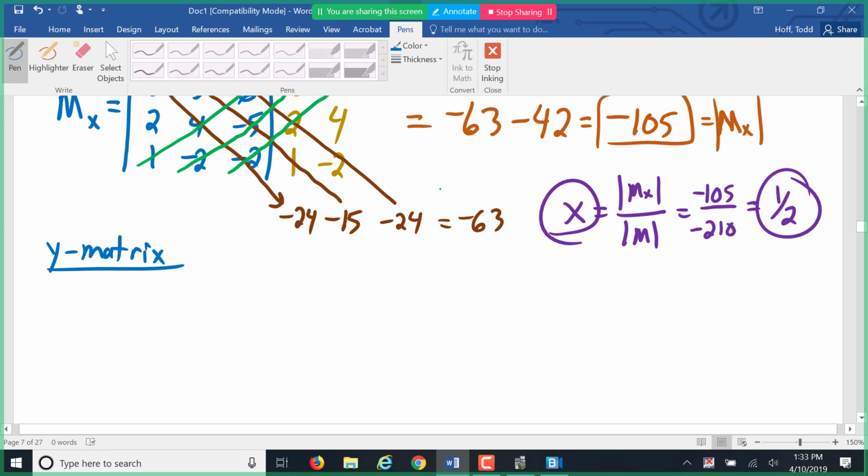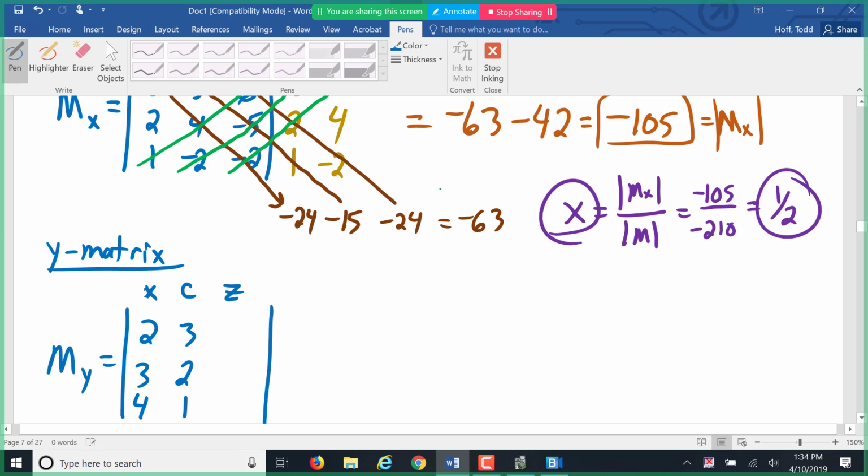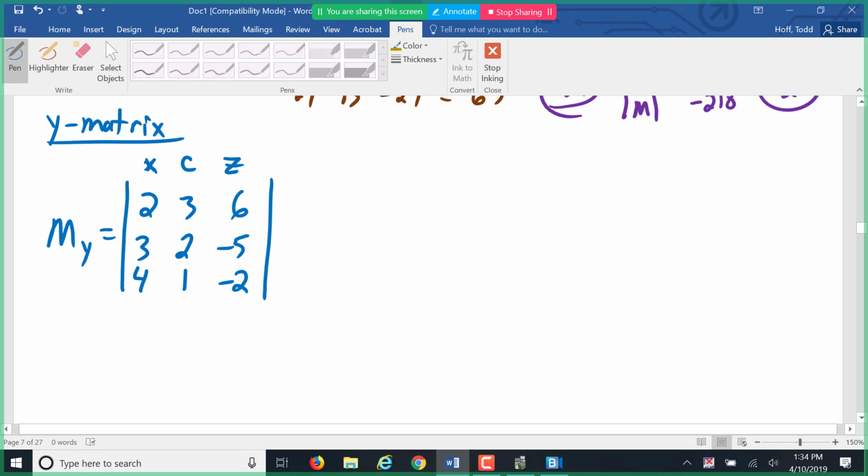Kramer also defined a Y matrix, abbreviated M with a little subscript Y. It's called the Y matrix because the X column is back, but now it's the Y column that gets replaced with the constants. So the X column comes first, where the Y column used to be is now the constants. So the X's are still 2, 3, 4. The constants are still 3, 2, 1. And Z is still 6, negative 5, negative 2. And you've probably guessed it, we need to find that determinant. I'm going to give you guys a couple of minutes to find that determinant.